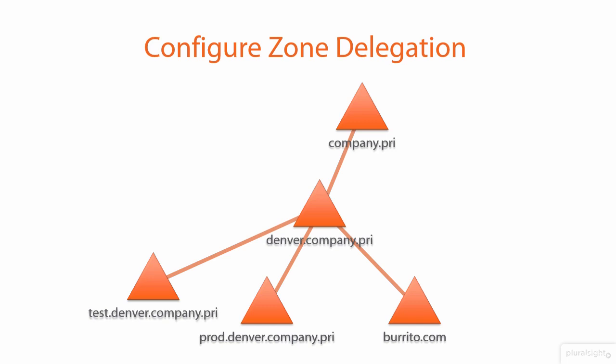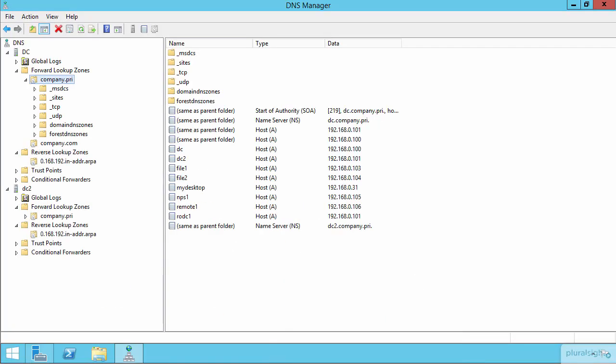So for example, let's say we have clients in company.pri and we have DNS records in denver.company.pri. For our clients in company.pri to be able to resolve those records, we have to set up a zone delegation to point them to the correct server in that subdomain. The process is relatively simple, but you've got to configure it in every case. Let me minimize this here. I want to show you just exactly where it happens.